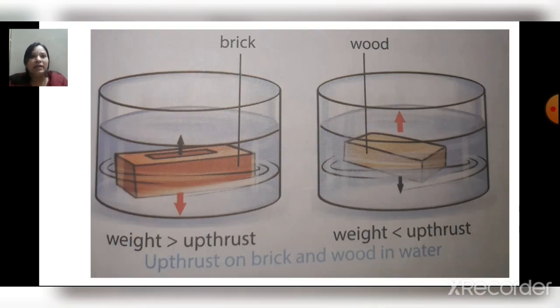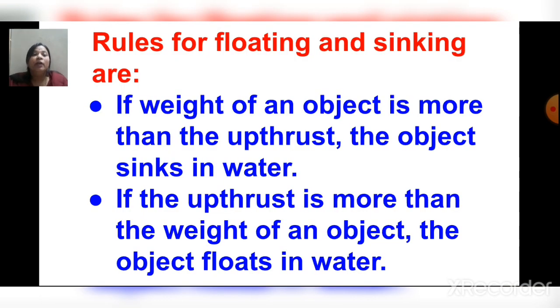Now, as we discussed, when the brick is immersed in water, the weight of brick is more than upthrust, and when the wood is immersed in water, the weight of wood is less than upthrust. That's why the brick sinks in water whereas the wood floats in water. Now rules for floating and sinking are: if weight of an object is more than upthrust, the object sinks in water. If upthrust is more than the weight of an object, the object floats in water.